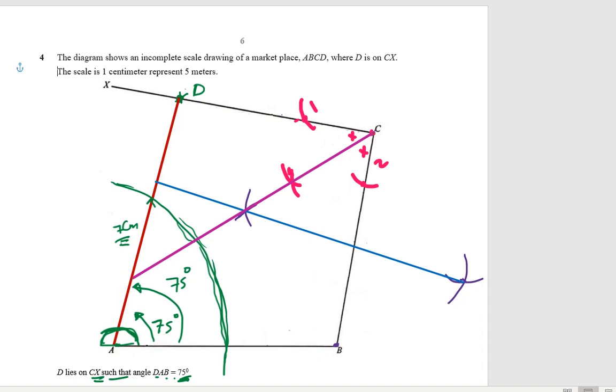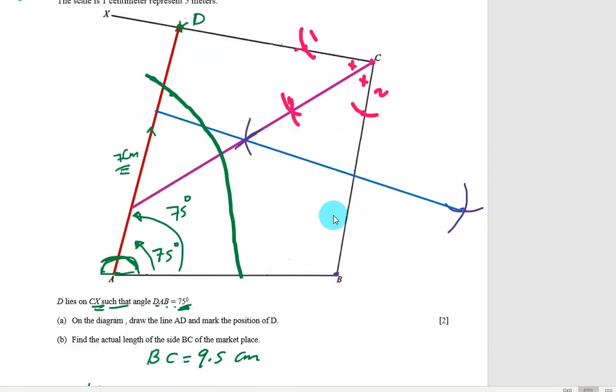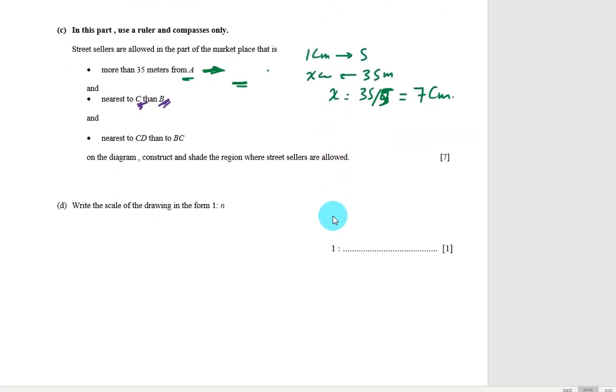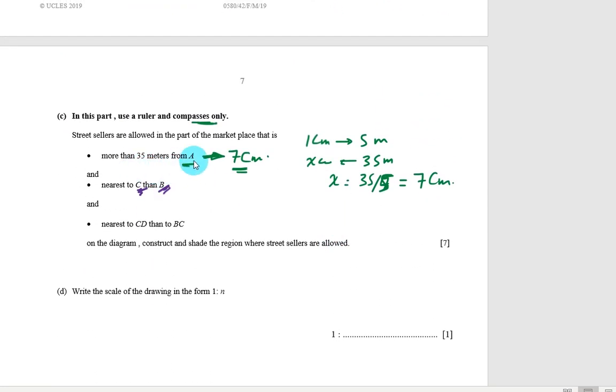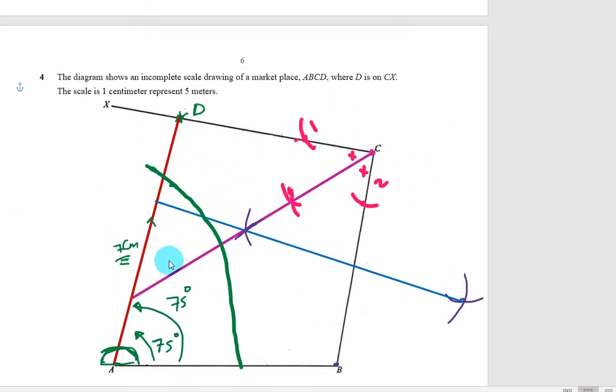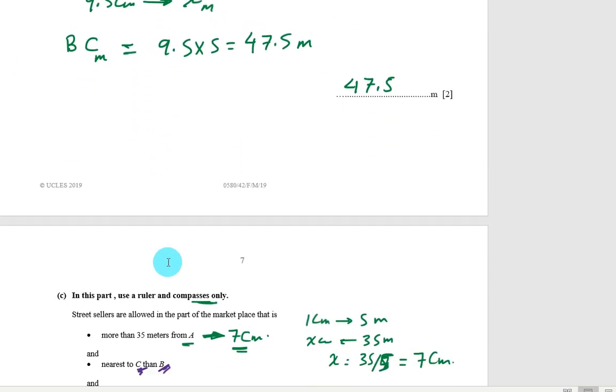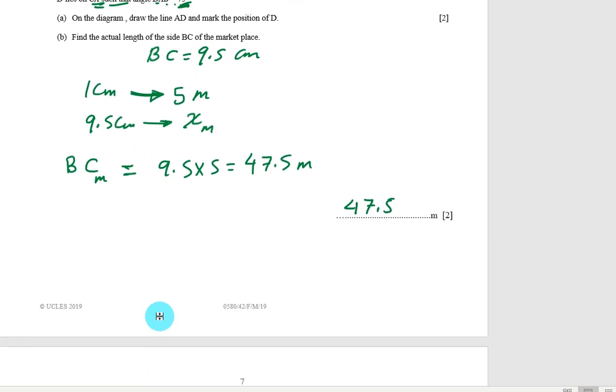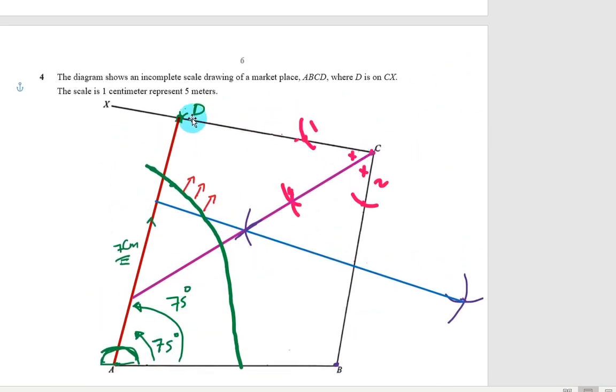Let us start to find the area now so we can hatch this area. Let's go ahead to the question and define the area. More than 35 meters from A. Where is more than 35 meters from A? It will be more than this line, so it will be here. The area will be above. And then nearer to C than B, it will also be above this line. It will be here.